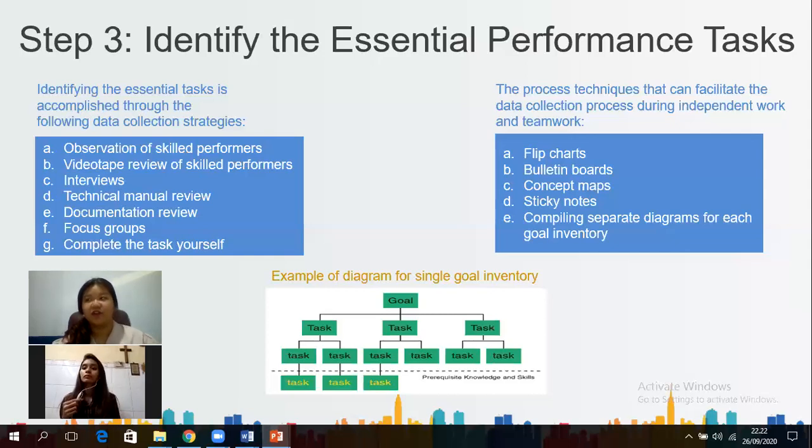Sticky notes are really, for me, the best thing that we can do, because we can just note down something that we really don't understand, or something that will help us remember what we noted down. And then compiling diagrams for each goal inventory. So this is an example of a diagram for a single goal inventory. Okay.